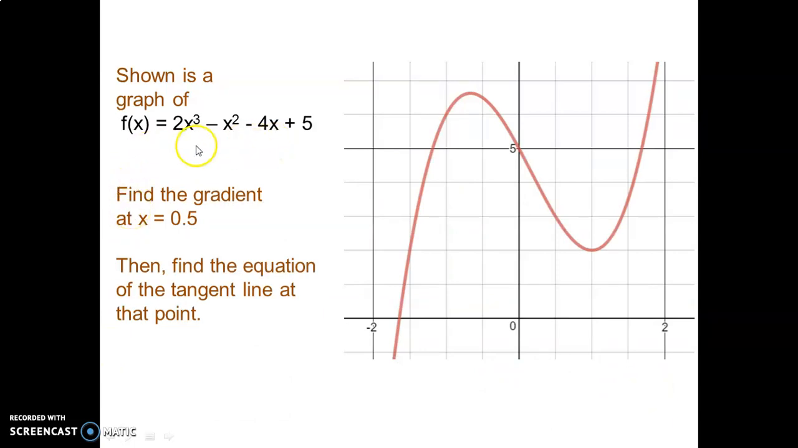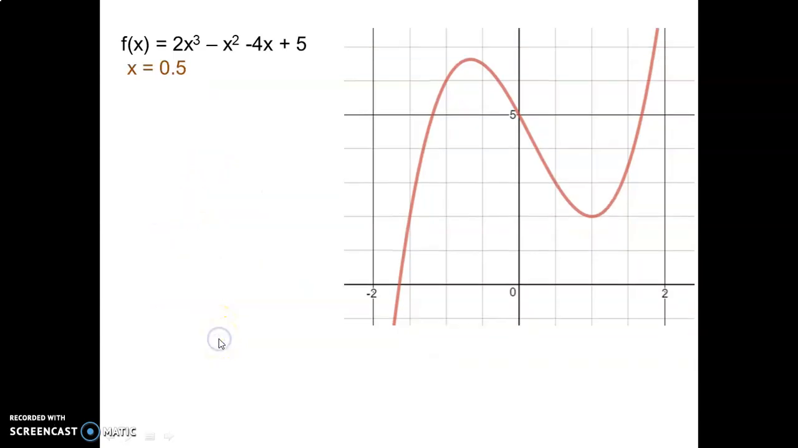Here we're given this function. It says find the gradient at x equals 0.5, so that means find the slope at x equals 0.5, and then find the equation of the tangent. So try the same steps as we did before. Let's check our work. Here is the gradient function, the derivative. Then we put 0.5 into there to figure out the gradient when x is 0.5.